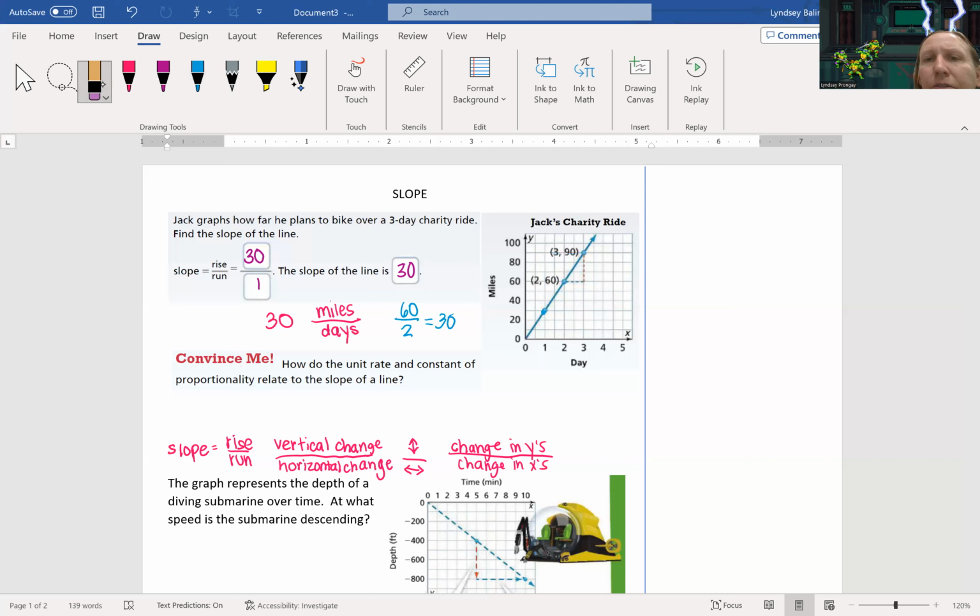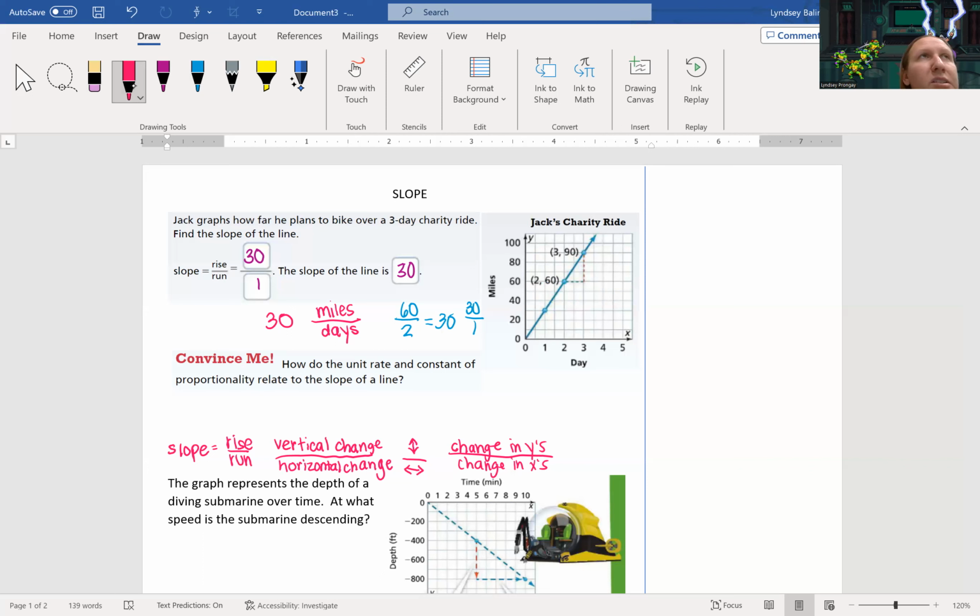I could have used the first and the second point, where starting from 30 going to 60, that's up 30, and then again over 1. So no matter what points you use, as long as you're simplifying things in the end, they should work out to be the same thing. And the next question says, how do the unit rate and constant of proportionality relate to the slope of the line? Well, we just figured out the slope was 30.